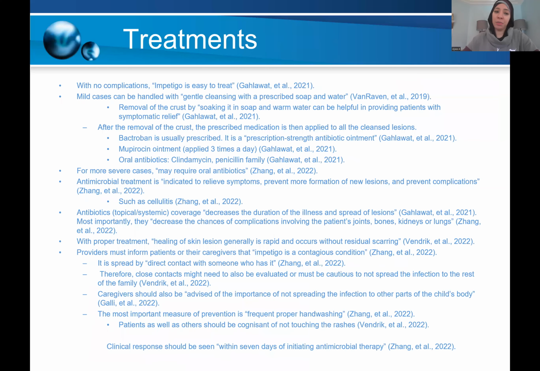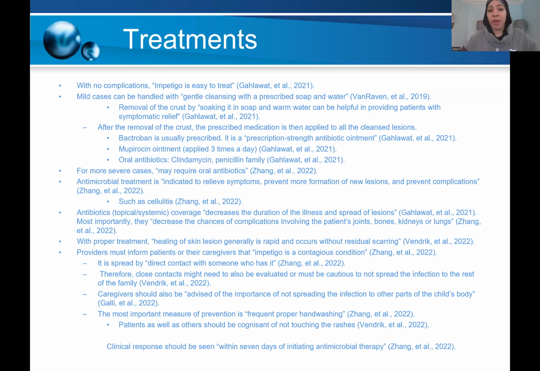So how do we treat impetigo? With no complications, impetigo is easy to treat. Mild cases can be handled with gentle cleansing with a prescribed soap and water. The removal of the crust by soaking it in soap and warm water can really help in providing a patient with symptomatic relief. After the removal of the crust, the prescribed medication is then applied to all the lesions, well cleansed, that is.